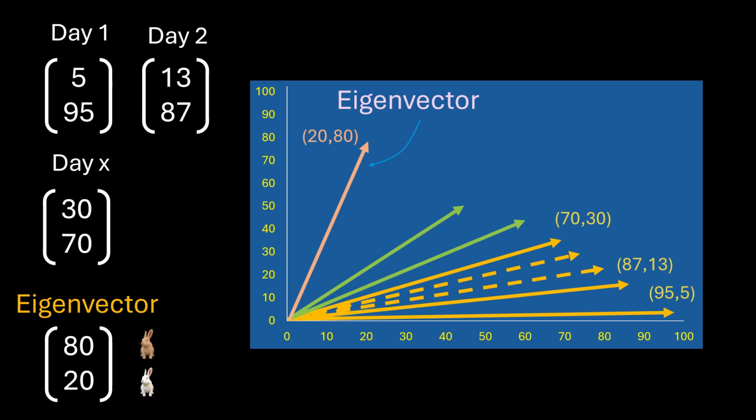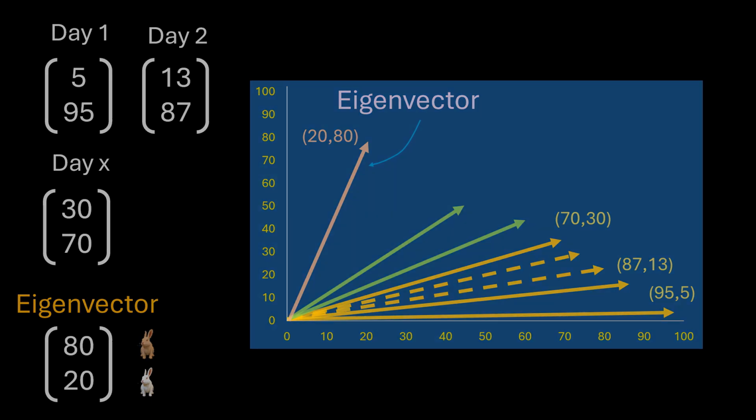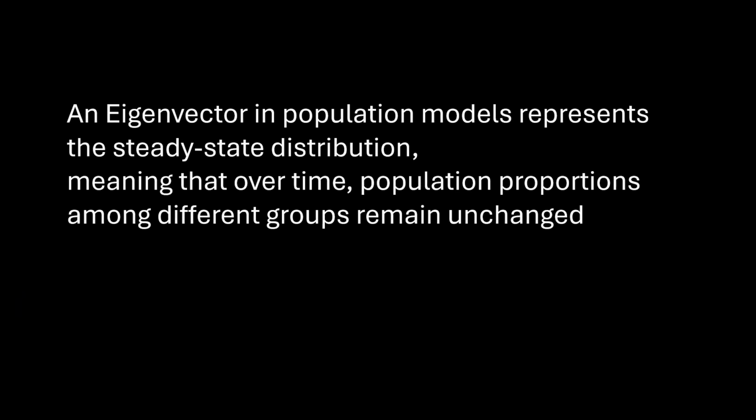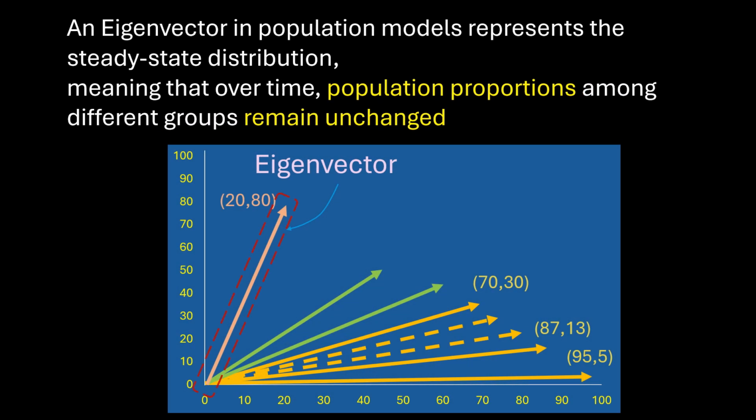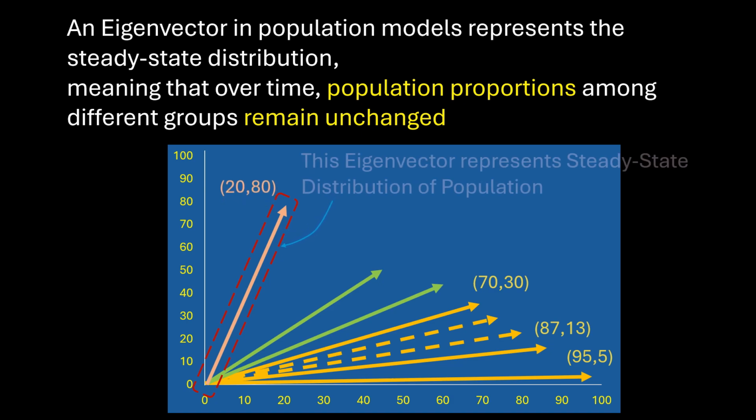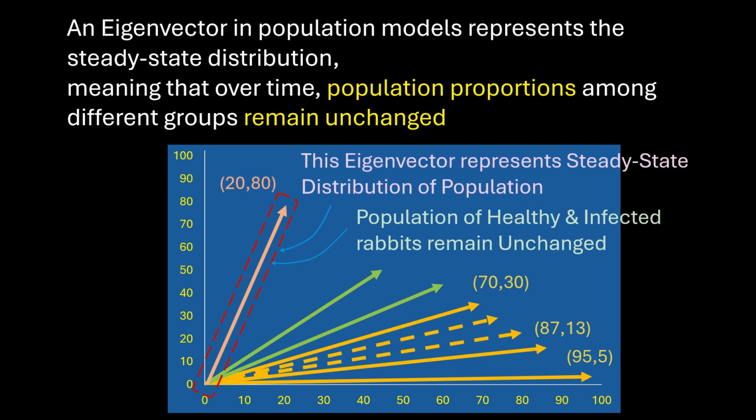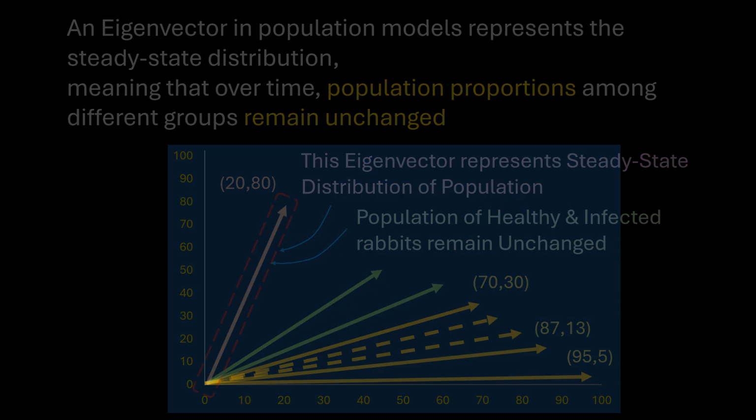And this is why eigenvectors play a significant role in analyzing population dynamics, especially when using matrix models to track changes over time. An eigenvector in population models represents the steady state distribution, meaning that over time, population proportion among different groups remains unchanged. So looking at the graph, this vector is the eigenvector because it represents steady state distribution of population between infected and healthy rabbits.